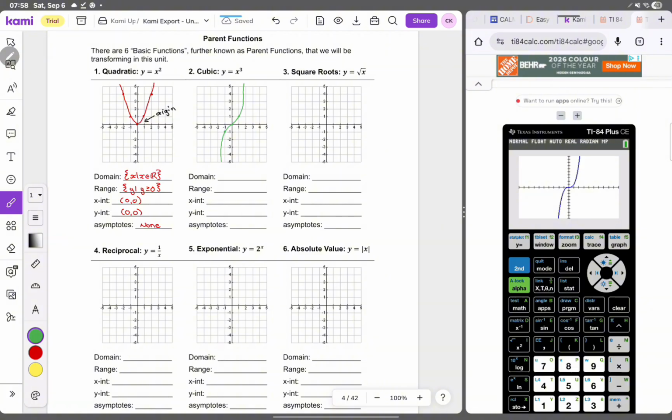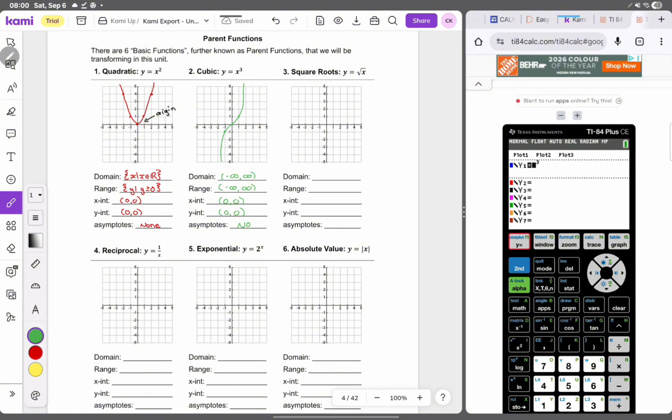So you can see our domain. This time I'm going to write it in interval notation just to switch things up. So our domain is all real numbers. So our domain is going to go from negative infinity to infinity. Our range is going to go from negative infinity to infinity. X-intercept, once again, we just pass right through that origin. And we have no asymptotes.